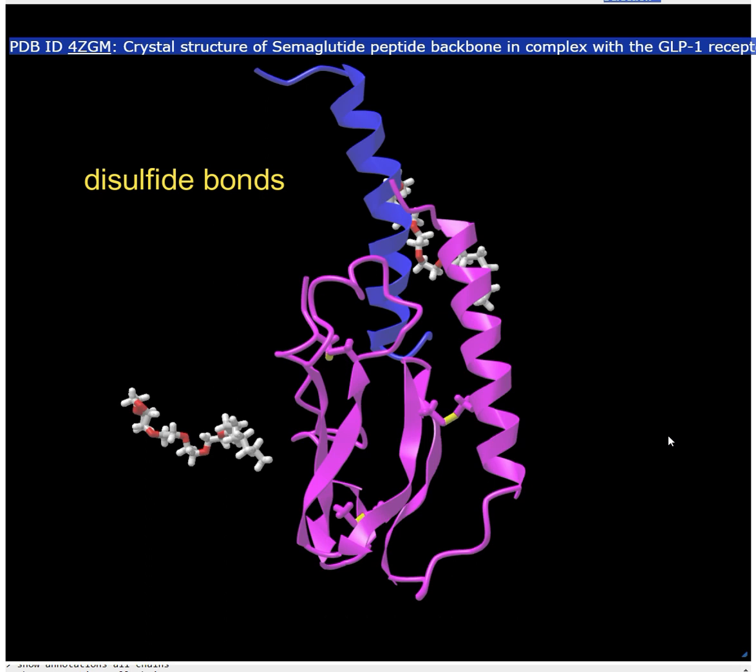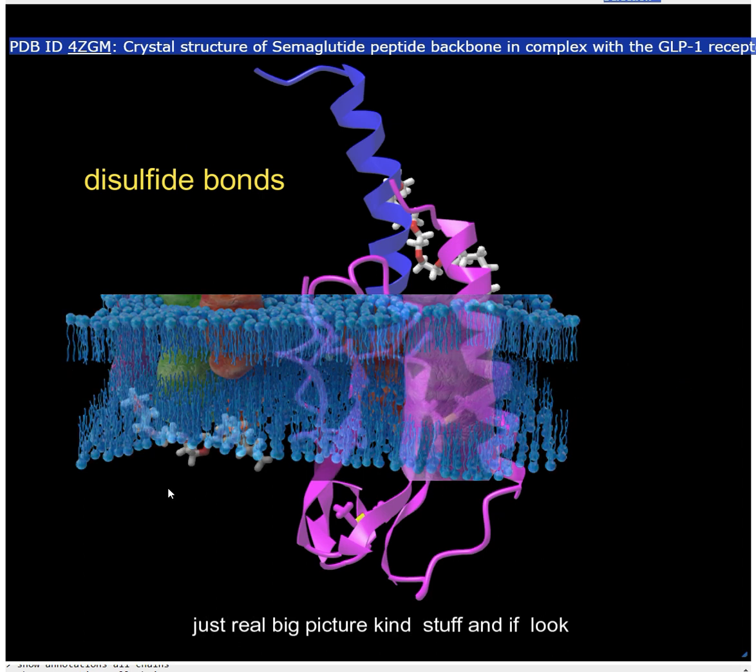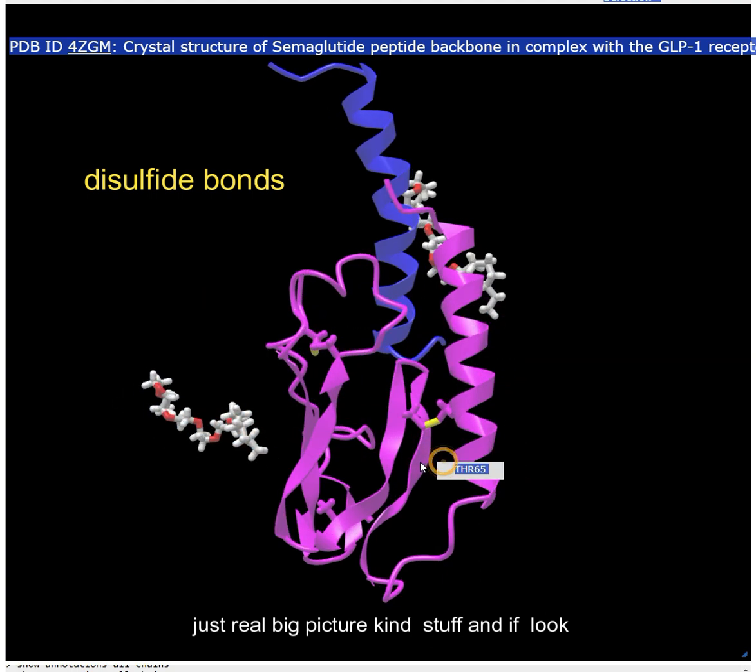So let's look at this. If you imagine a membrane, it's a bilayer membrane. And so, as you know, it's hydrophilic, and then hydrophobic, and then hydrophilic. So in this orientation, this is the inside of the cell, this is the outside of the cell, and there are layers of lipid here, hydrophobic. Okay, just real big picture kind of stuff.